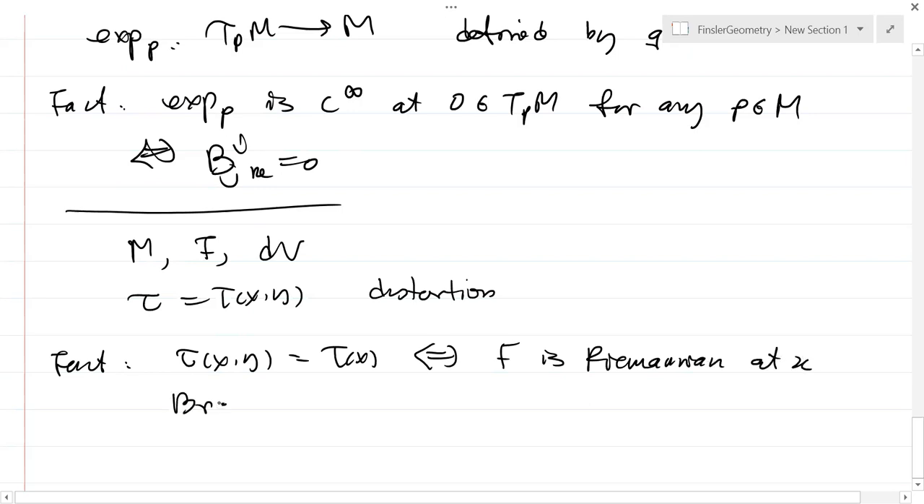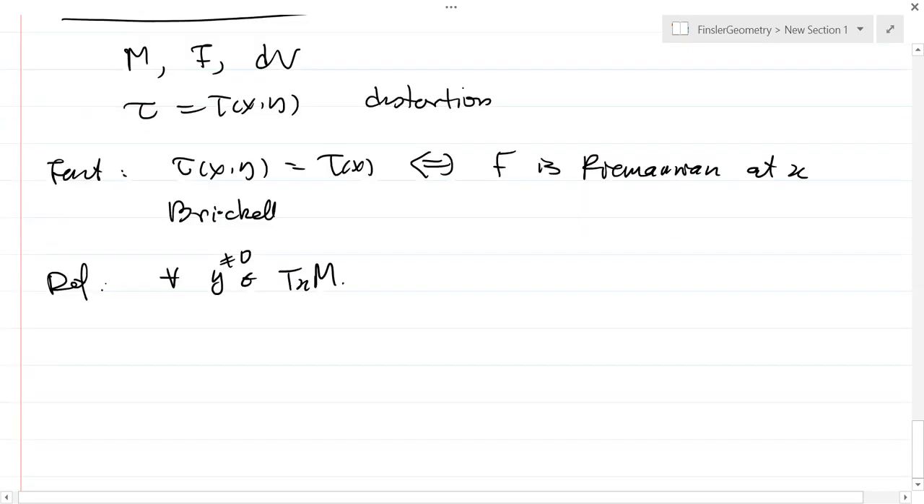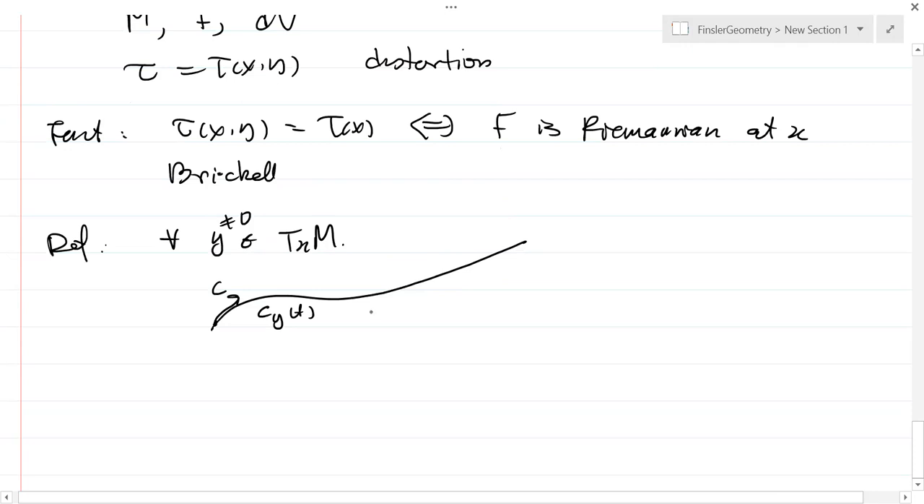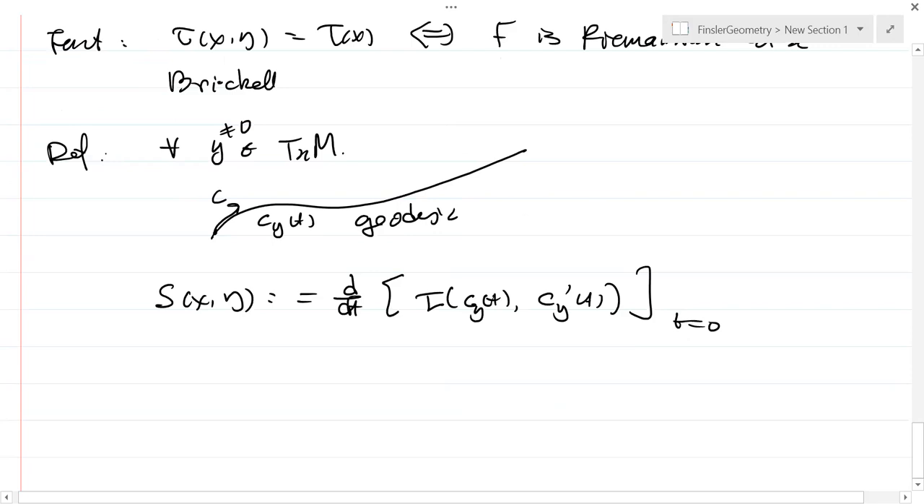Okay. I think this is a break. But what I want to do is differentiate this along the geodesic. So here's the definition. For any point Y, with Y not equal to zero, you have a geodesic c_Y(t), in direction Y. So I'm going to define a quantity that is a derivative of tau along the geodesic c_Y(t), and then you set t to be zero. This is called the S curvature. It plays a very important role here.